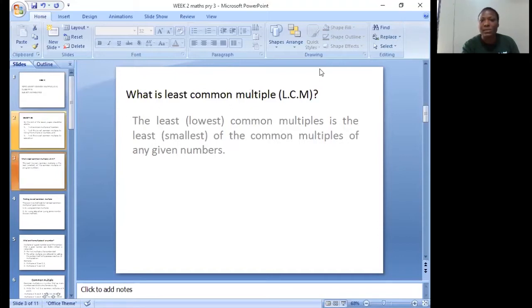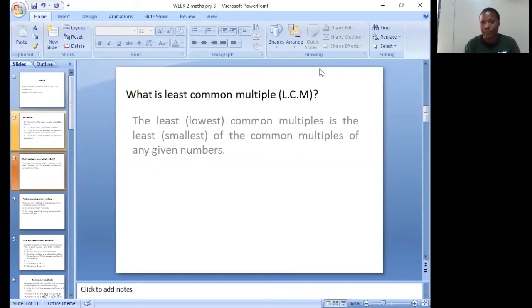What is L.C.M? L.C.M means least or lowest common multiples, and it is the list of the common multiples of any given numbers. We have done multiples before, last time in one of our lessons.